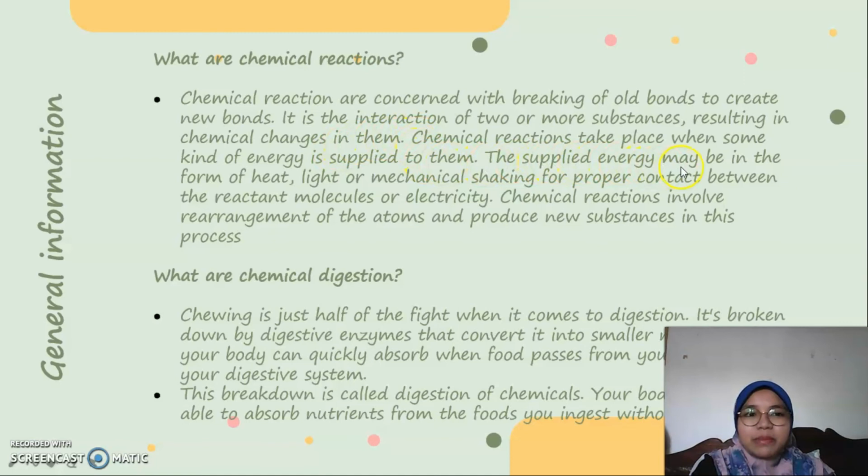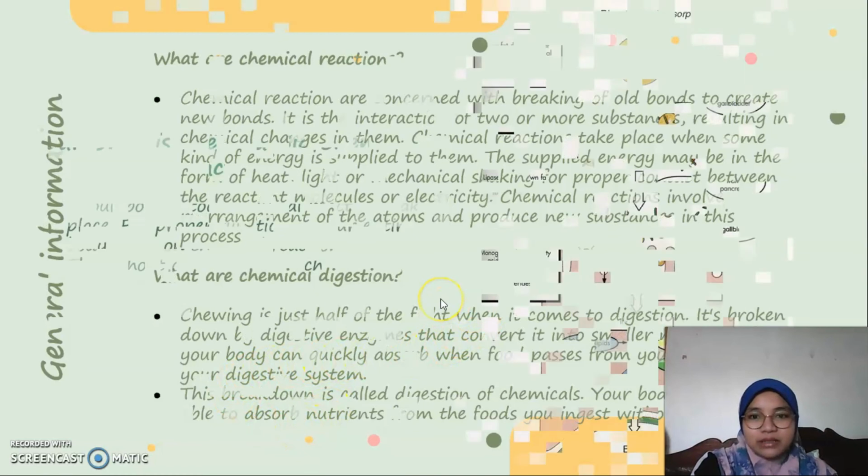The supplied energy may be in the form of heat, light, mechanical shaking for proper contact between the reactant molecules, or electricity. While for chemical digestion, food is broken down by digestive enzymes that convert it into smaller nutrients that your body can quickly absorb when food passes from your mouth into your digestive system. This breakdown is called chemical digestion.